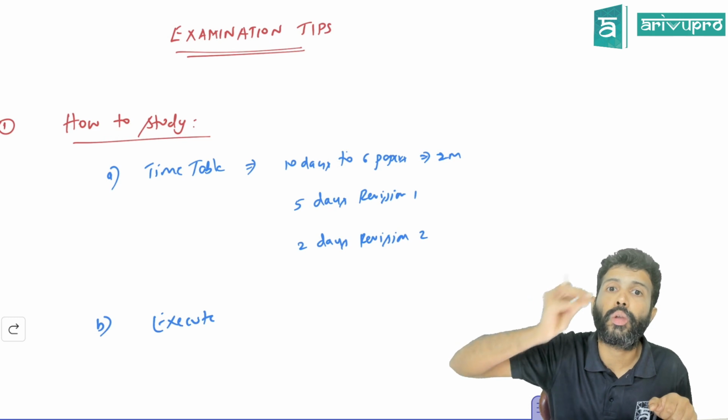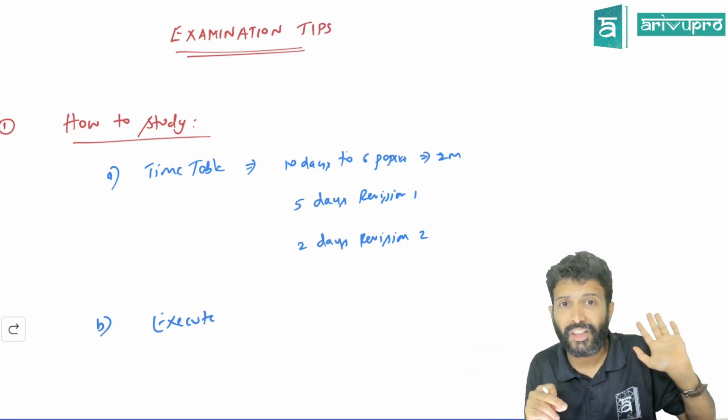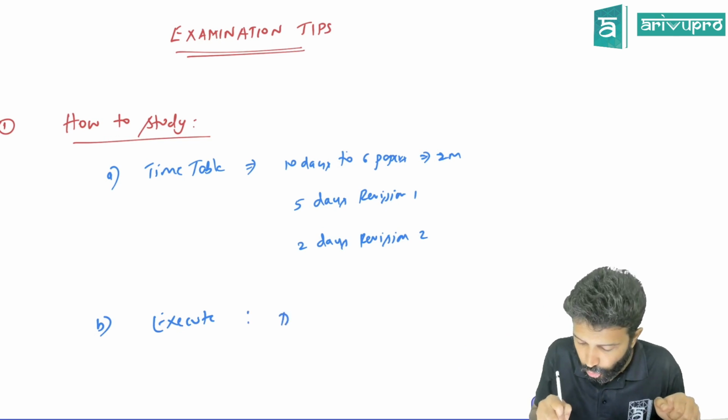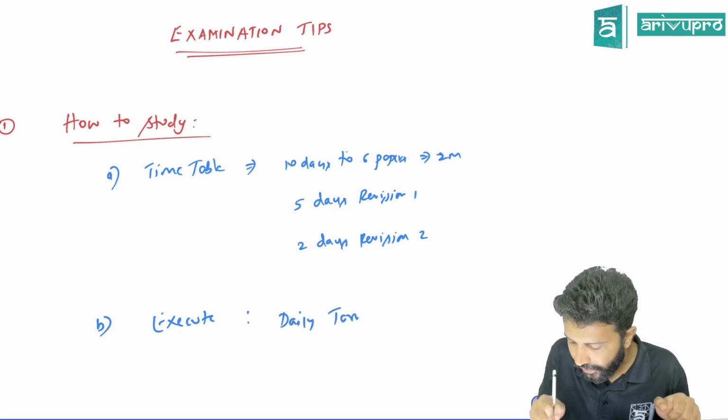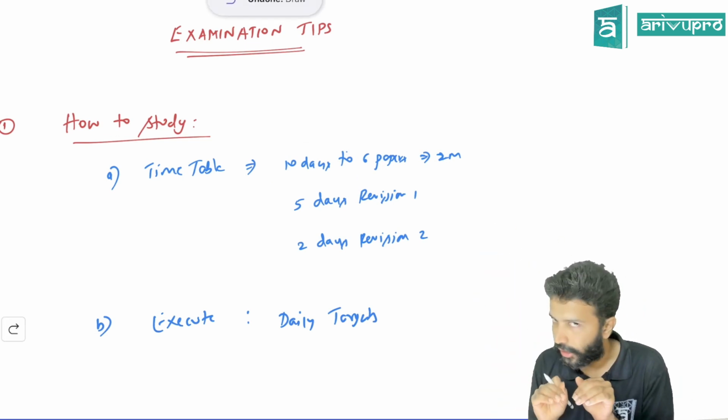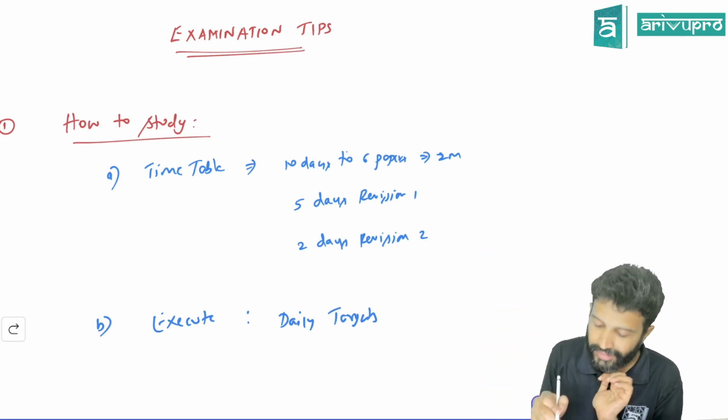By hook or crook, you have to make sure that it is completed. So just making a plan will not suffice. You have to execute it. The way I used to do it was I used to have a daily target. Like here, the overall target: I know within 10 days I need to finish one subject. That's my overall target, right? Not only that, I used to have a daily target.